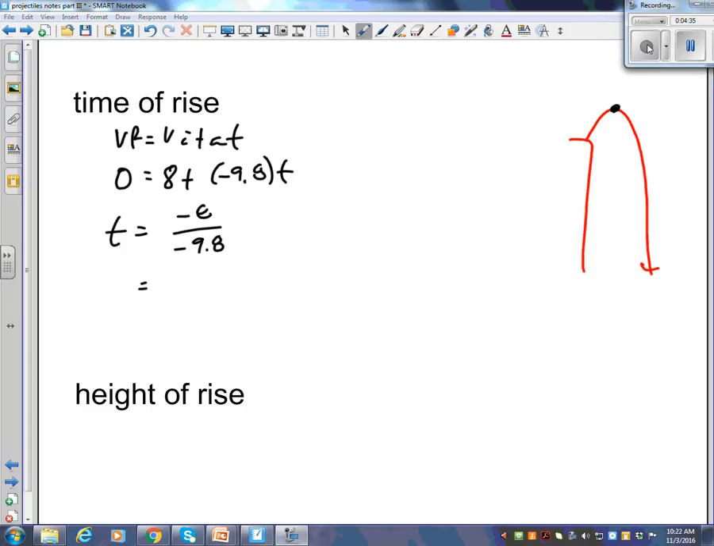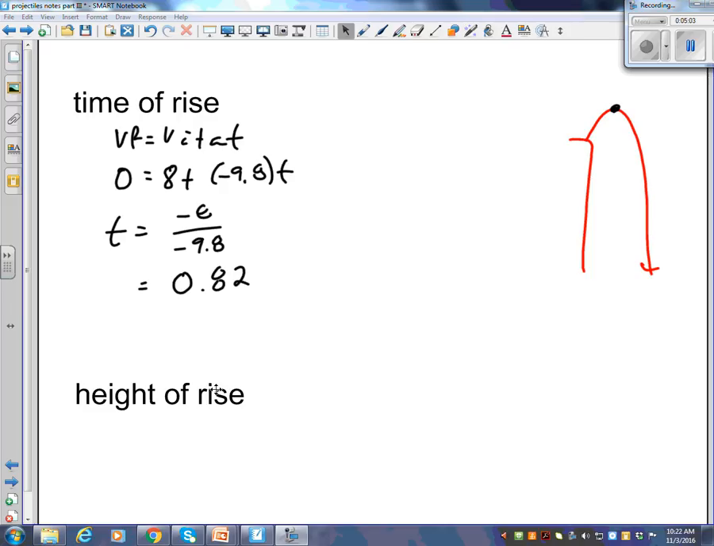Okay, so this value here is going to be what? 0.86? 0.82 seconds. Okay. Again, I point out, is this anything new?